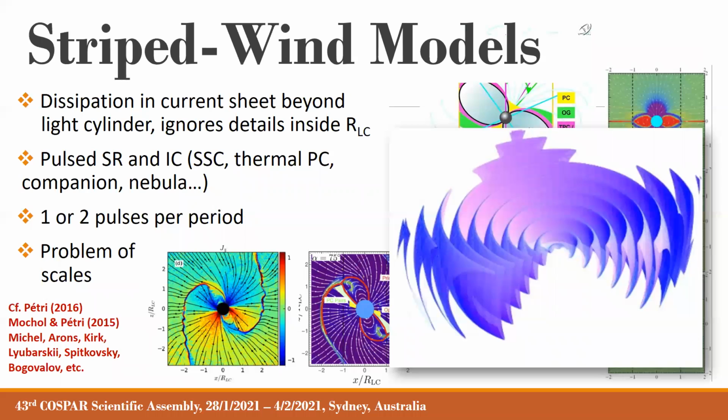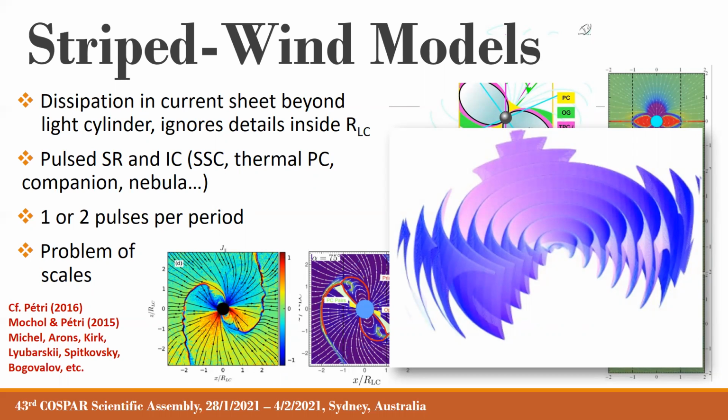and therefore this is quite promising to pursue. Now we also have striped wind models where the dissipation is in the current sheet beyond the light cylinder, where the co-rotation speed equals the speed of light. And these types of models ignore the details inside the light cylinder. They invoke synchrotron and inverse Compton or SSC inside of the current sheet. And you can see from the picture that if we have an inclined pulsar, then actually this current sheet is not flat, but it's undulating and looks like a ballerina skirt.